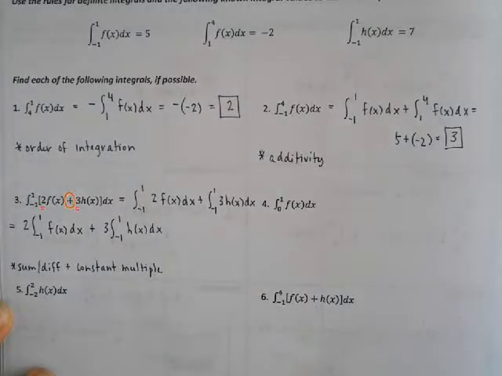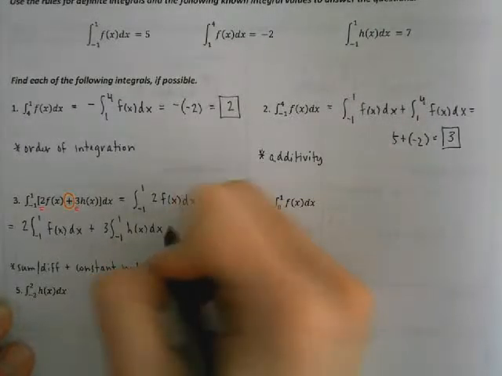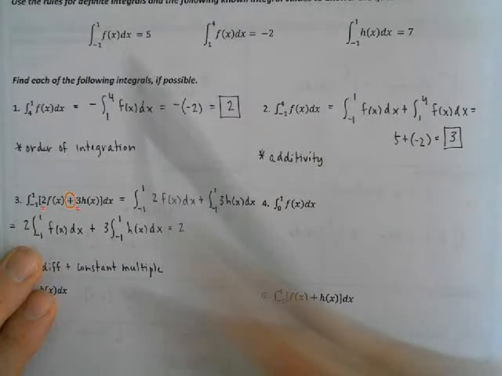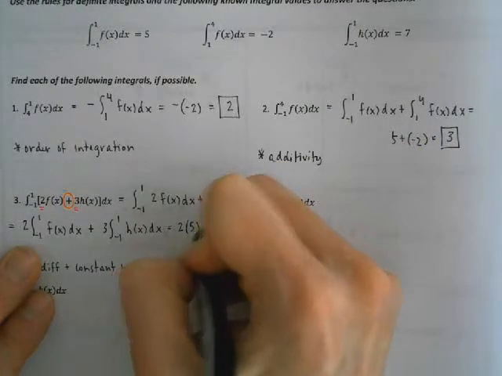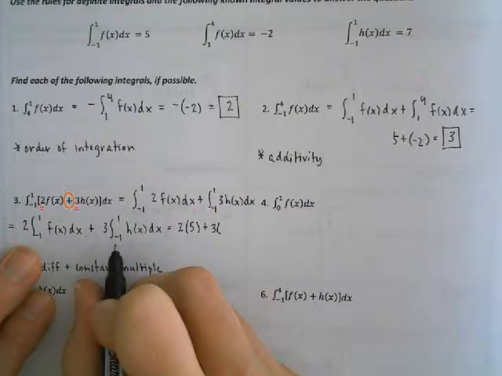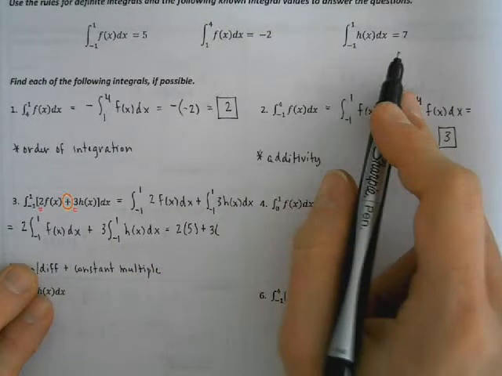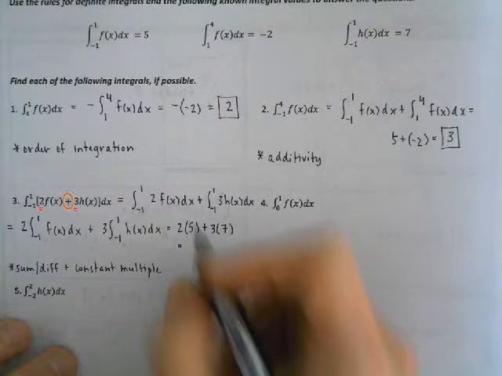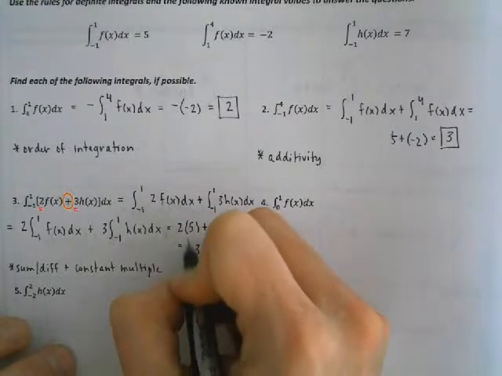And so now I can take the values that I know from the top. So it's going to be 2 times the integral from -1 to 1 of f of x dx, which is 5, plus 3 times the integral from -1 to 1 of h of x dx, which is 7. So I get 10 plus 21, which gives us a value of 31.